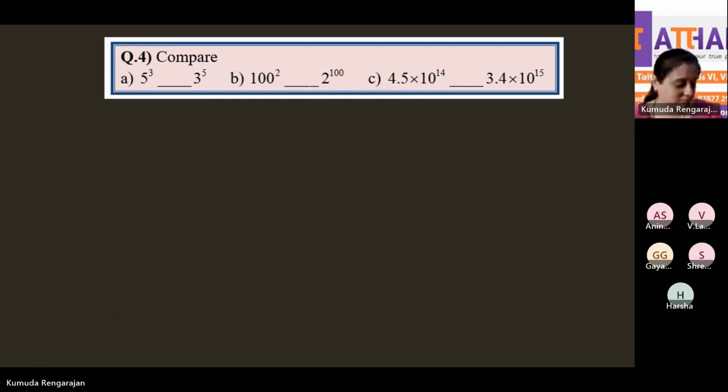Ma'am, 5 raised to the power 3 is smaller than 3 raised to the power 5. Okay. Which is greater in the second one? Ma'am, it's 2 to the power 100. Okay, that's greater, right? Yes, ma'am.